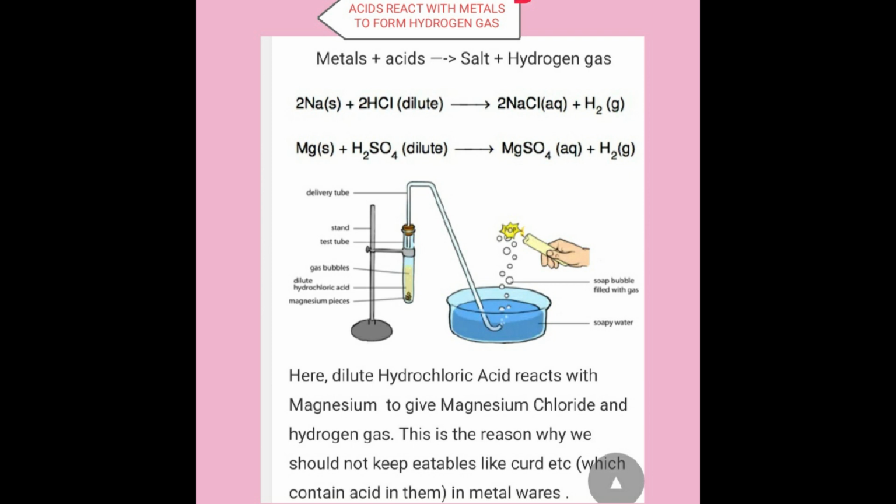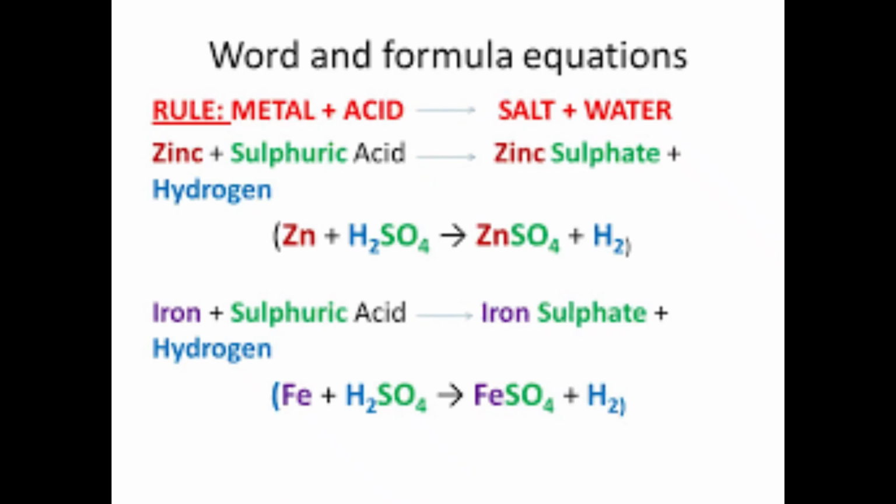Zn plus H2SO4 gives rise to ZnSO4 plus H2. Zn is in solid form, sulfuric acid is in aqueous form, that is, in liquid form. Zinc sulfate is also in aqueous form and hydrogen is a gas. Now let us see with other metals.